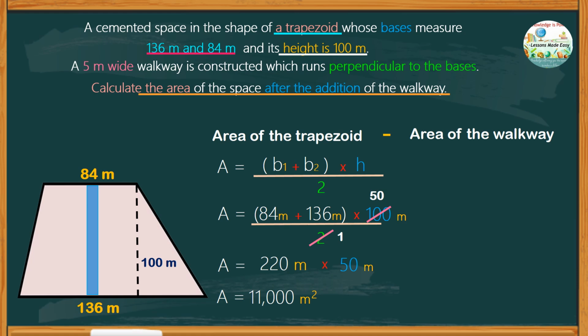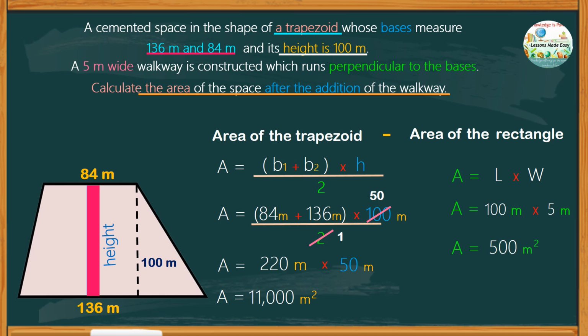From this area of the trapezoid, we need to subtract the area of the rectangular walkway. Now we have to find the area of the rectangle, just by multiplying the length by the width. The height of the trapezoid has the same measurement as the length of the rectangle. The area would then be equal to 100 meters times 5. That would be equivalent to an area of 500 square meters.